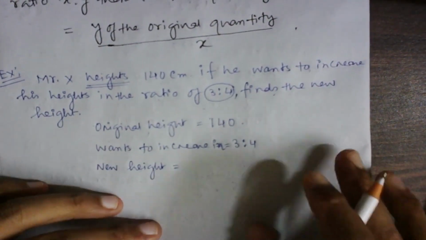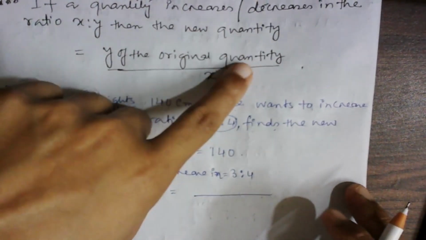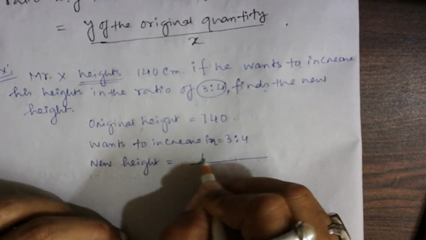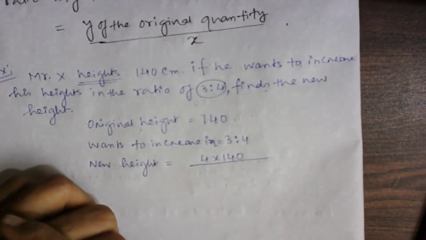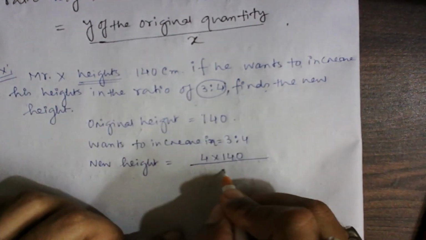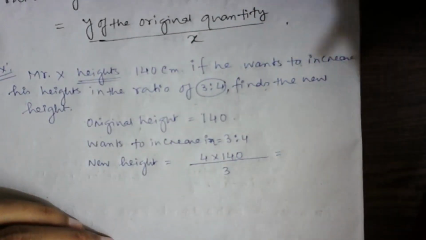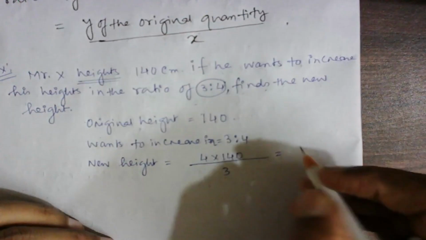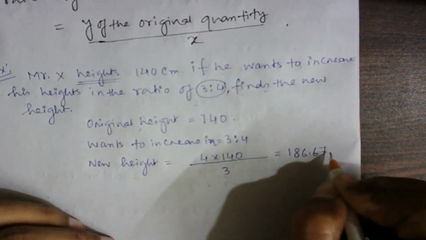What is the new height, sir? See, what is written? Y of the original quantity or heights. So y means here the ratio is 4. So 4 of the original quantity is what? 140. Correct? And what is the x here? 3. See, the ratio is x3. So make it divide: 4 into 140 divided by 3. You will get an answer of 186.67.